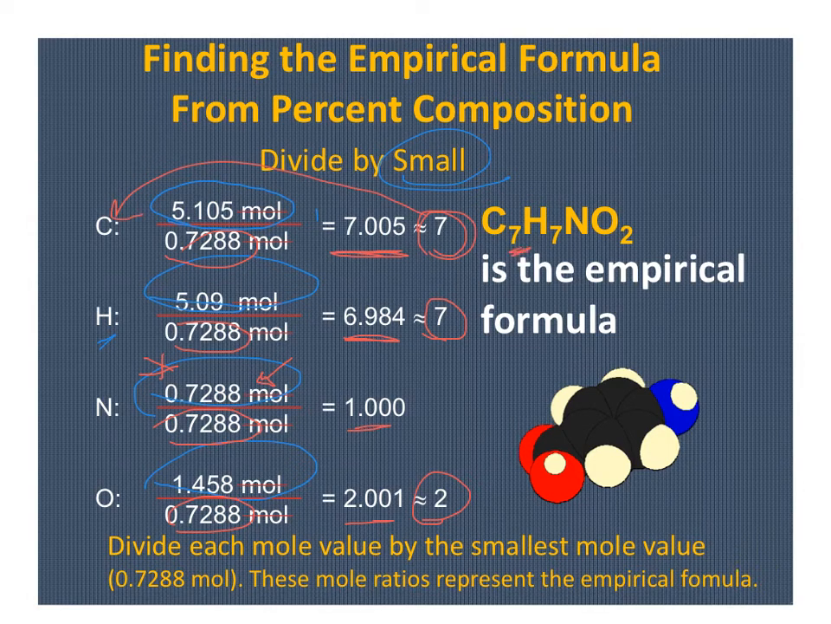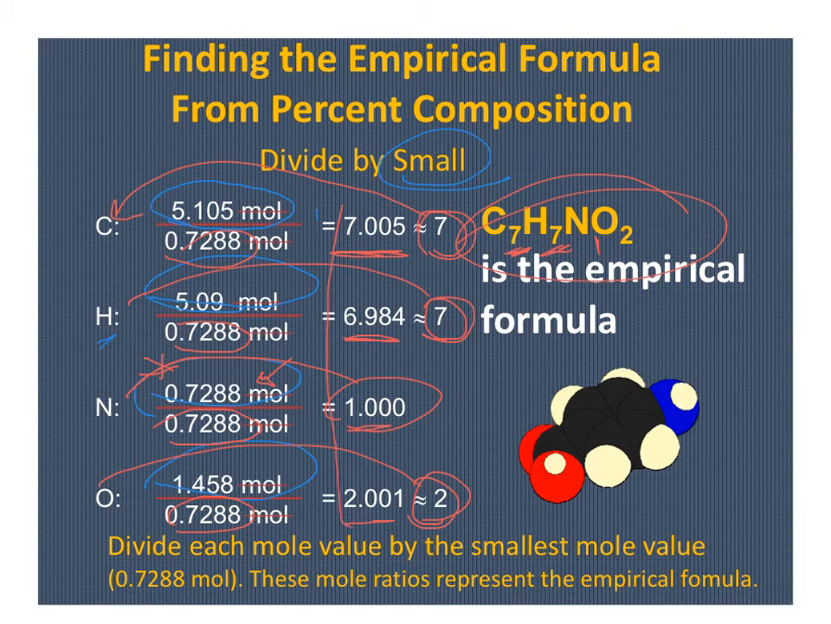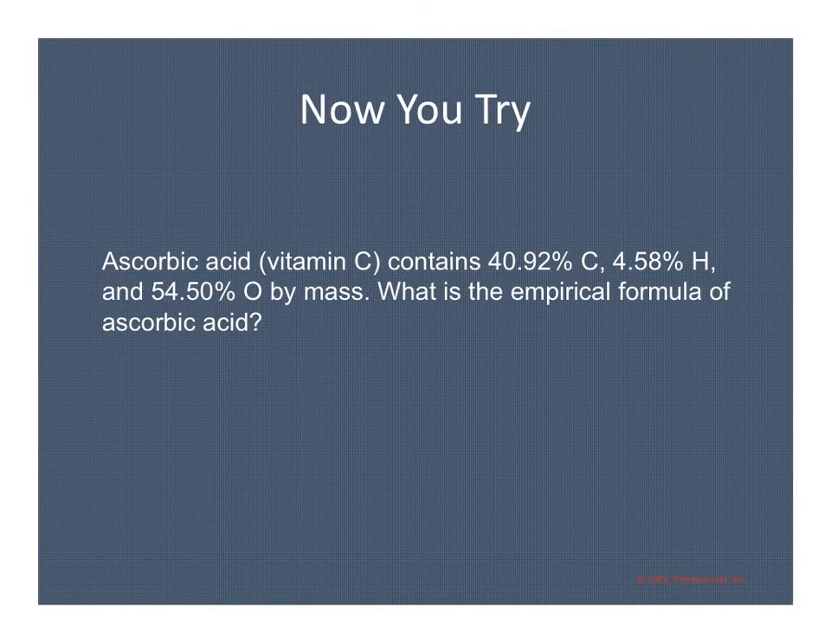You use a subscript to show that. 7 hydrogens, another subscript. 1 nitrogen, that 1 is understood, you don't have to write it in. And 2 oxygen. So the empirical formula for this compound is C7H7NO2. Now, there are some cases when you divide by the smallest mole value and you do not get within 0.1 of a whole number. That'll be in this example, and I'll show you what to do. In that case, you have like a 5th step.